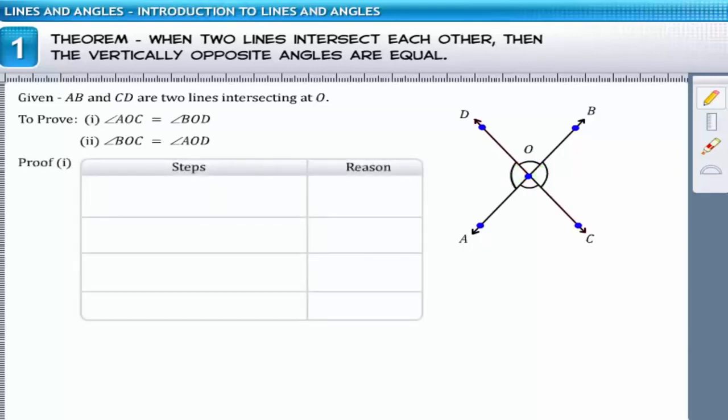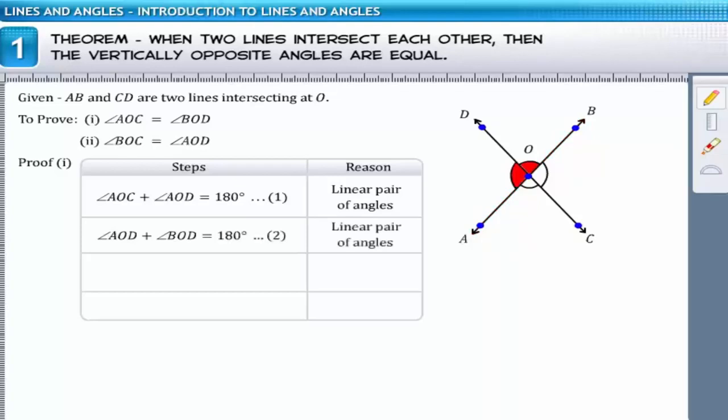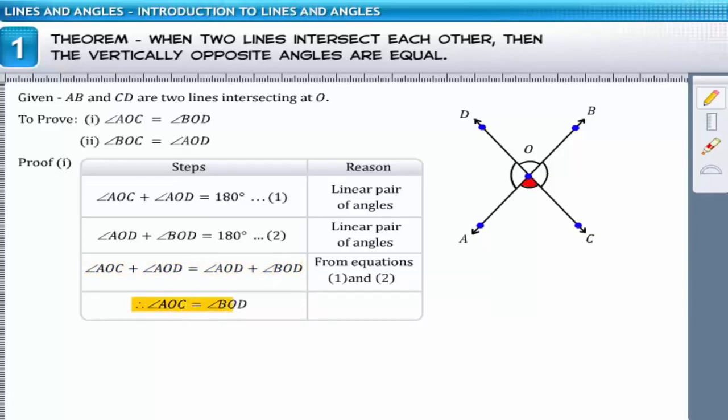Since CD is a line, angles AOC and AOD form a linear pair, and thus their sum is equal to 180 degrees. Similarly, AB is a line, thus the sum of angles AOD and BOD is equal to 180 degrees. Now, from equations 1 and 2, the sum of angles AOC and AOD is equal to the sum of angles AOD and BOD. On equating, we get angle AOC as equal to angle BOD.